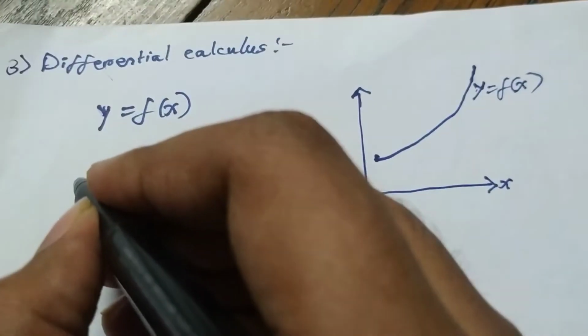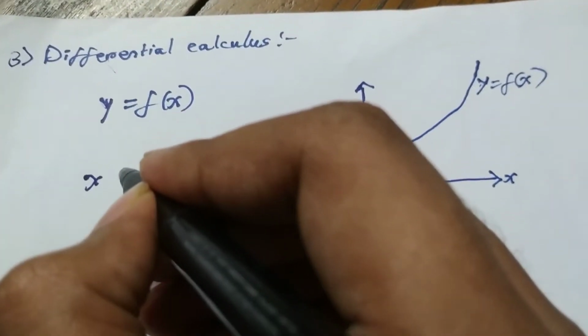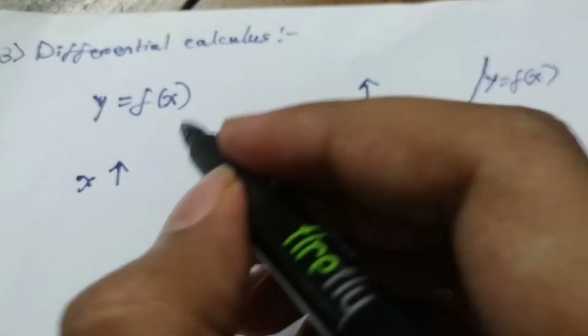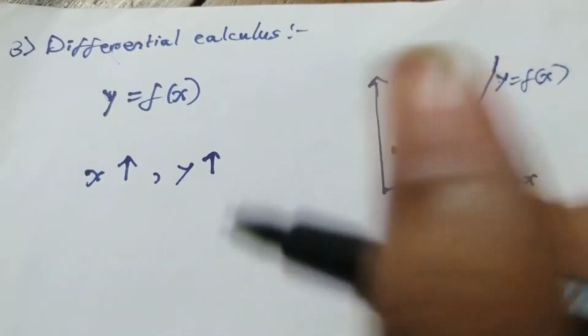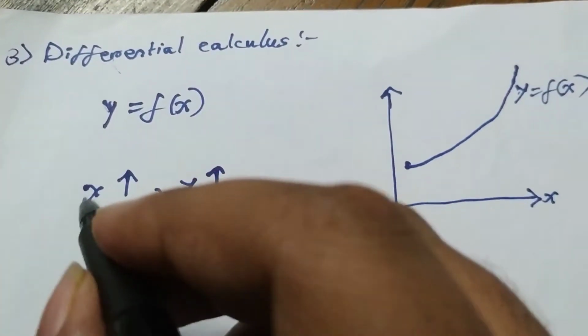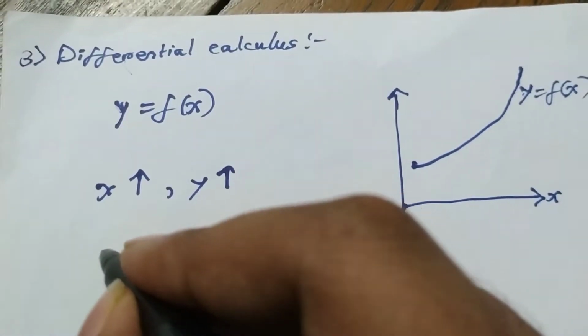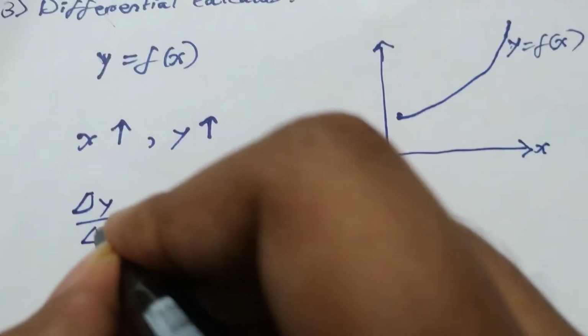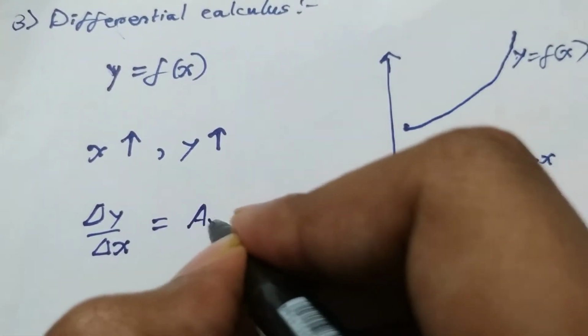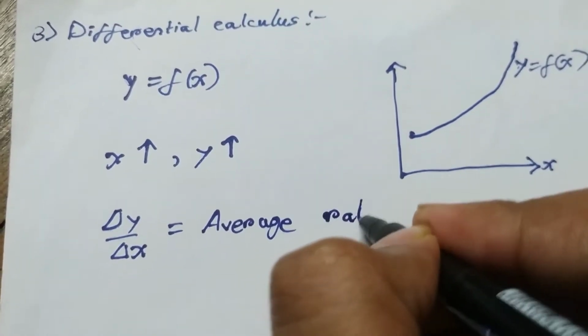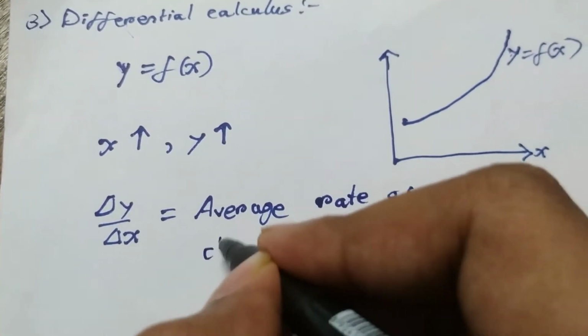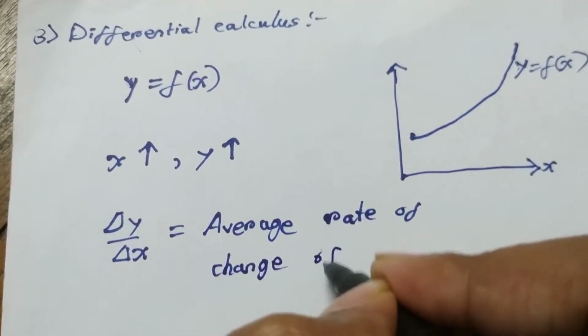Okay, now if x increases by a small amount, then y also increases by a small amount or decreases maybe. So whatever, if x changes, then y changes. Thus del y by del x is equal to the average rate of change of y with respect to x.